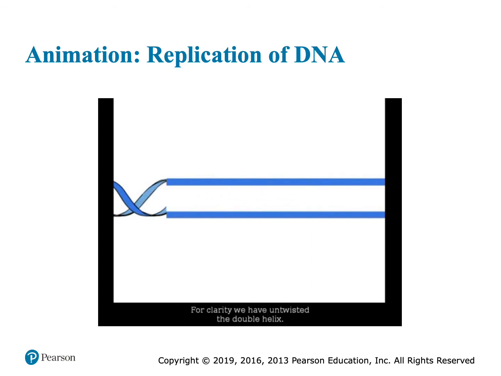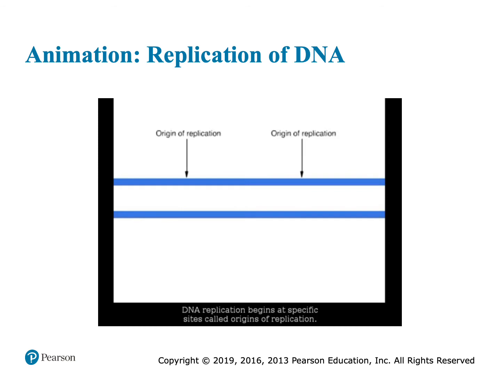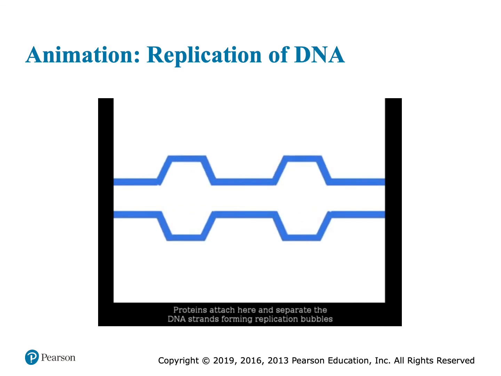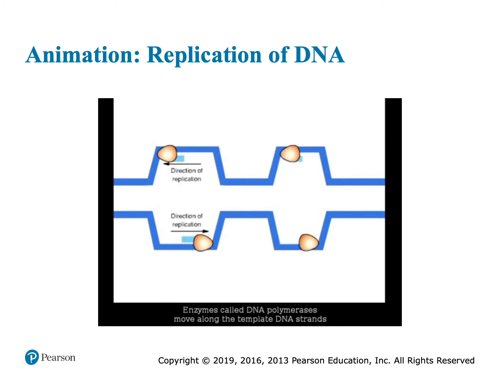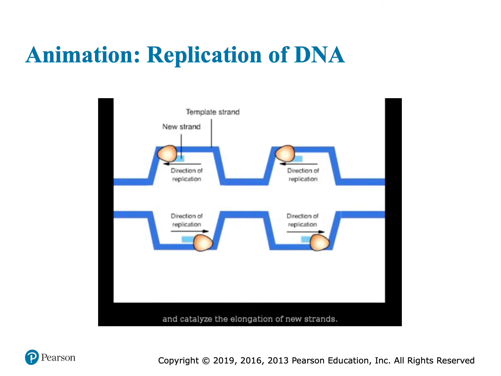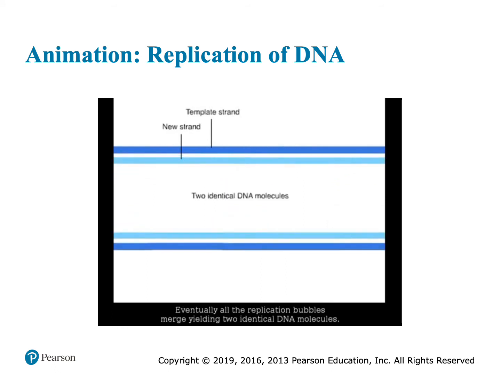For clarity, we have untwisted the double helix. DNA replication begins at specific sites called origins of replication. Proteins attach here and separate the DNA strands, forming replication bubbles which grow in both directions. Enzymes called DNA polymerases move along the template DNA strands and catalyze the elongation of new strands. Eventually, all the replication bubbles merge, yielding 2 identical DNA molecules.